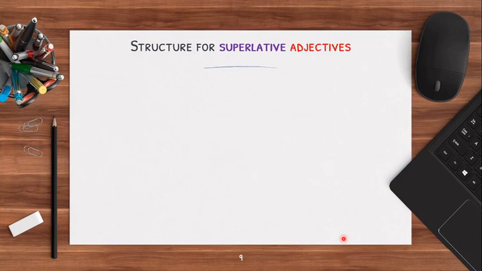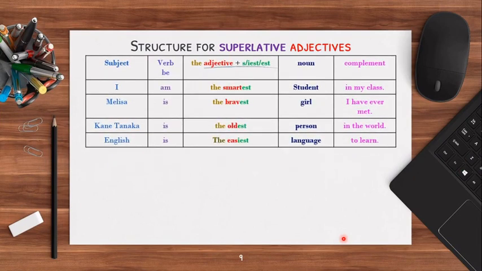So the structure for the superlative adjective is a little bit different. It requires a little bit more common sense. So here we have this structure: the subject, verb be, the article the, then the adjective plus est, the noun that must be related to the subject or the first noun over here, and then the complement, as I call it that way. That is the additional information. So pay attention to this.